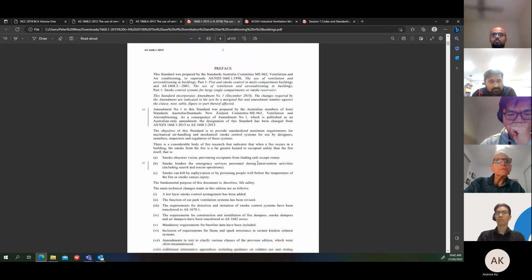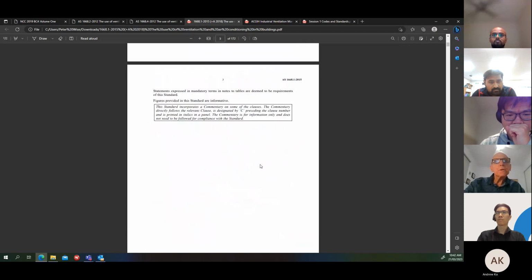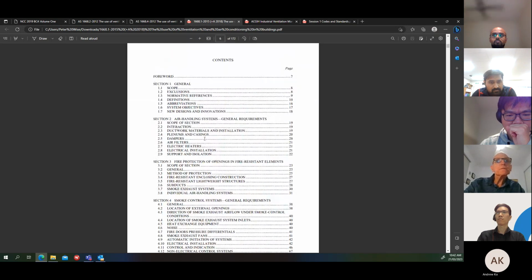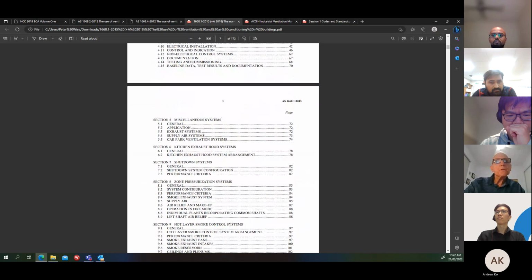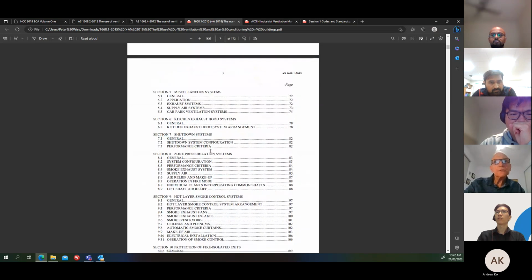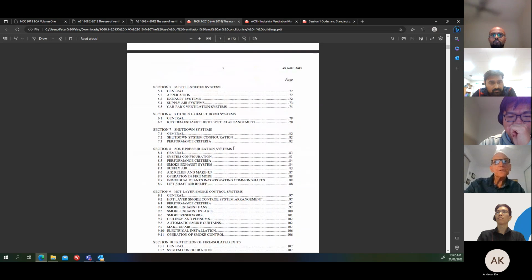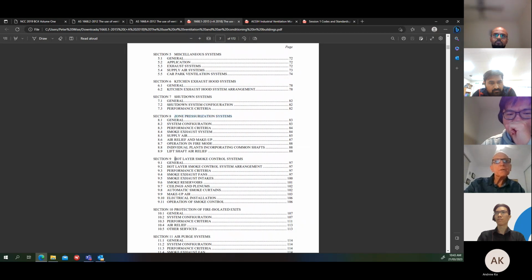So just looking at the sections: general requirements, fire protection of openings, smoke control systems general, miscellaneous requirements, kitchen exhaust hood systems, shutdown systems, zone pressurization systems. So when we're getting into this, the NCC is referring to a shutdown system or a zone pressurization system. A hot layer smoke control system usually applies to a large shopping centre, for instance.